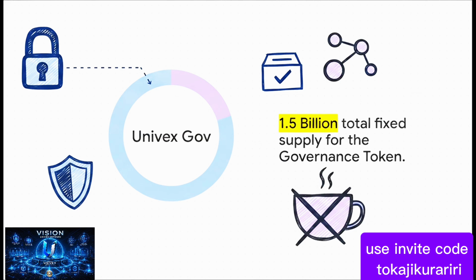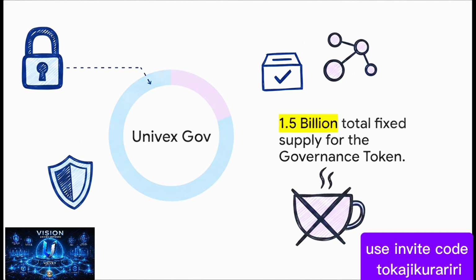Now compare that directly to the Univex Governance Token, and you see a completely different strategy. It has a way tighter total fixed supply, just 1.5 billion tokens, which is a fraction of UVX, and it starts with a heavily restricted 300 million initially circulating. Let's be clear, this is not the token you're spending on a cup of coffee. This is built for network security and voting weight.